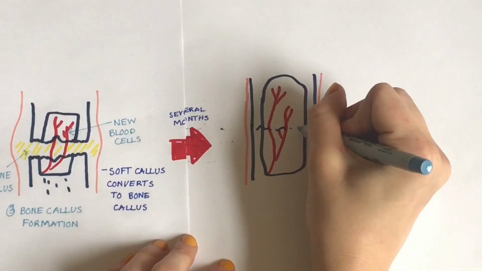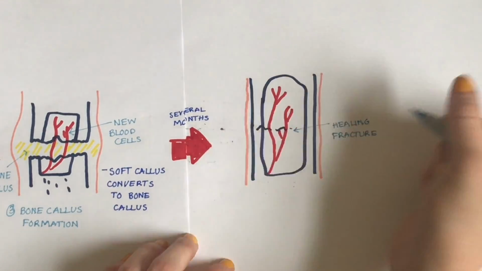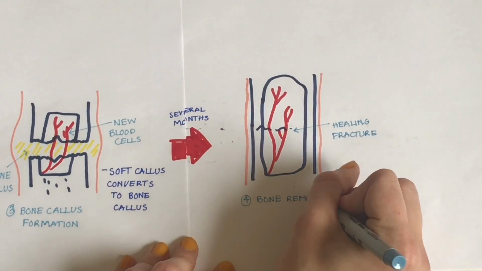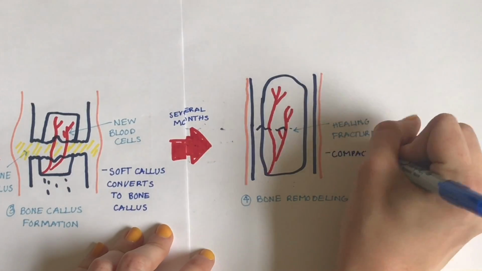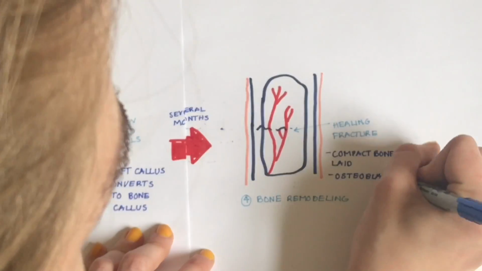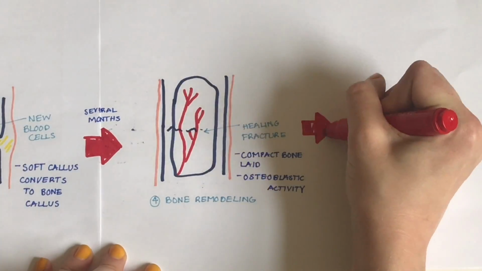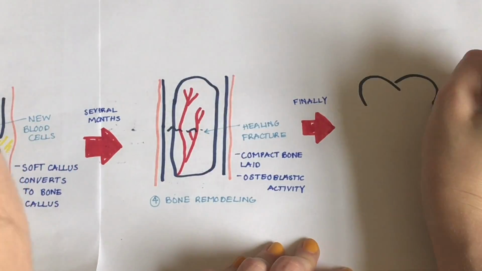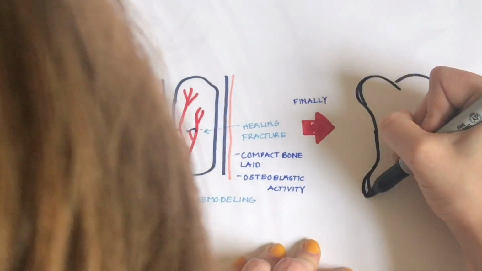Then, after several months, the bony callus will remodel to become fine bone. So, this is the bone remodeling stage, where the bony callus is remodeled to become a strong, new, healthy bone. And finally, healing occurs.